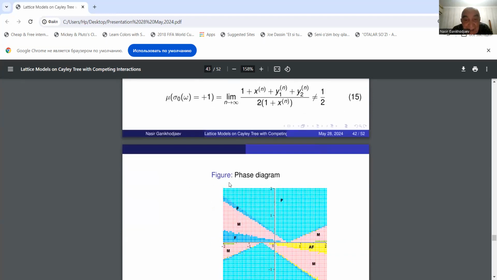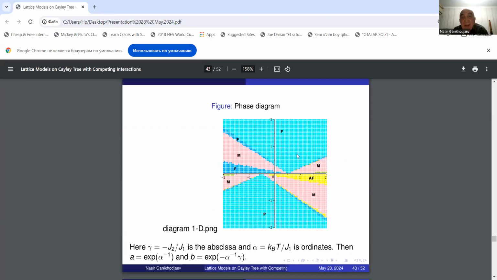And we can produce such a phase diagram. The meaning of this phase diagram is, again, this axis is gamma, minus J2 over J1. This axis is T over G1, alpha. So if I choose an arbitrary point in this square, I can compute the parameters A and B, and using these parameters, iterate our previous equation and investigate what type of limit we will have.